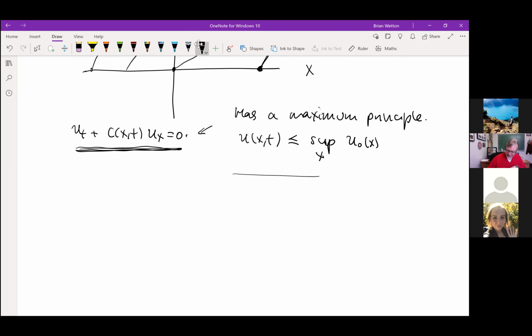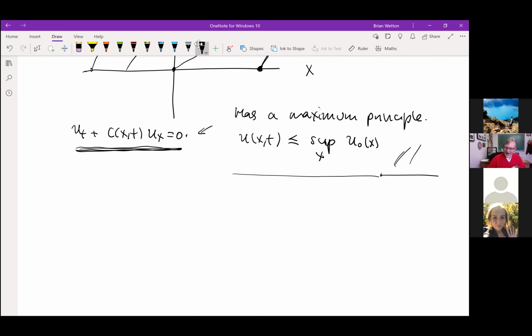These are things where, even if we don't actually get a closed form analytic form of the solution, we can get a lot of insight into its behavior by looking at these characteristics and some of the properties that we know come from them, like this maximum principle.